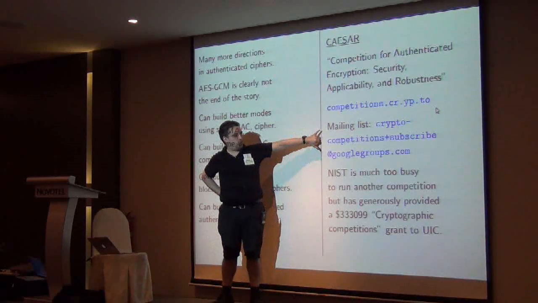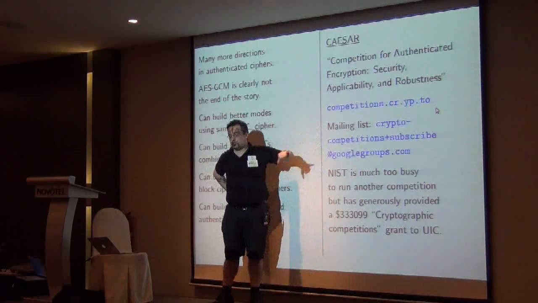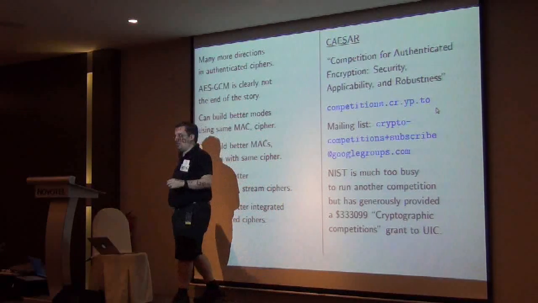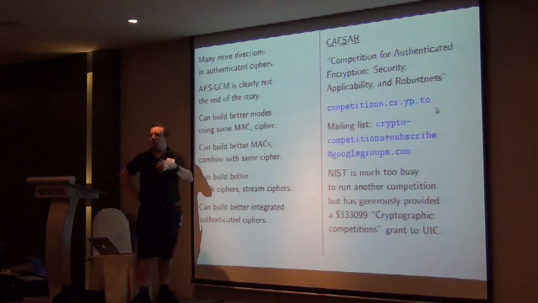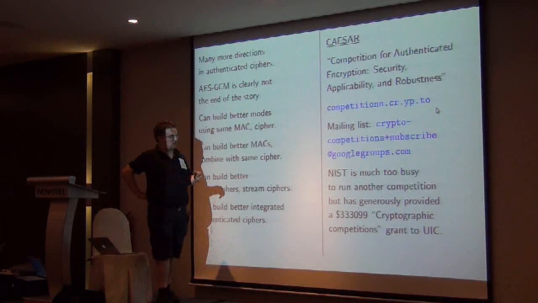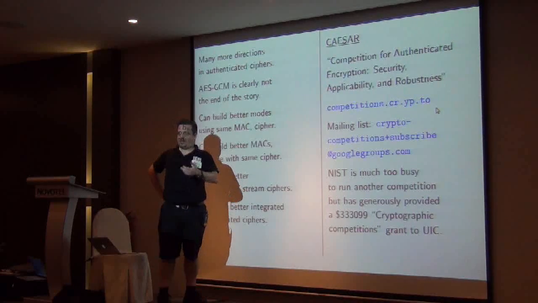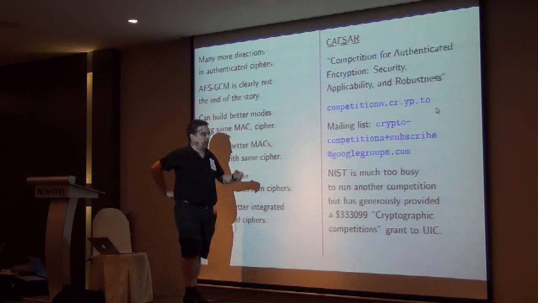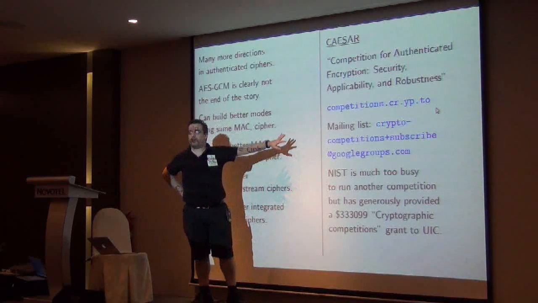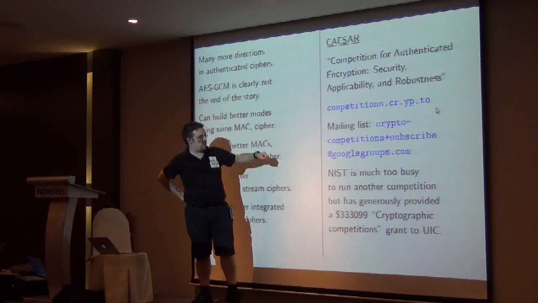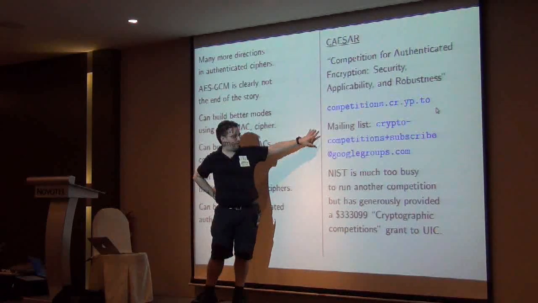There's a mailing list for it. This is the main place for public discussions of what are the requirements and what are the desiderata. If anybody's from industry and has some ideas of, okay, here's what I would like to see for authentication and encryption doing better for us, then this is the right place to tell people about it and say, please, please give us a better cipher. We're not happy with AES-GCM, and here's what you could do better for us.